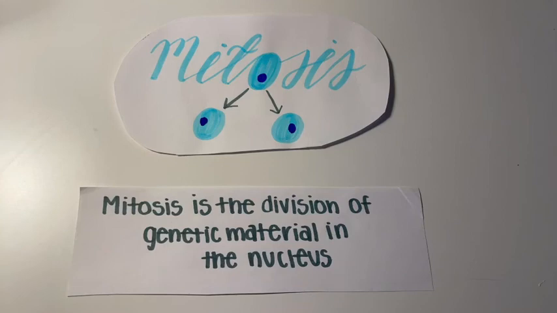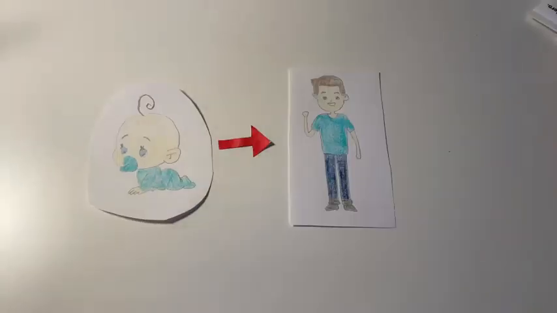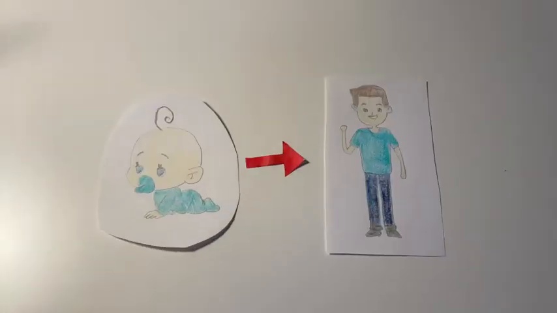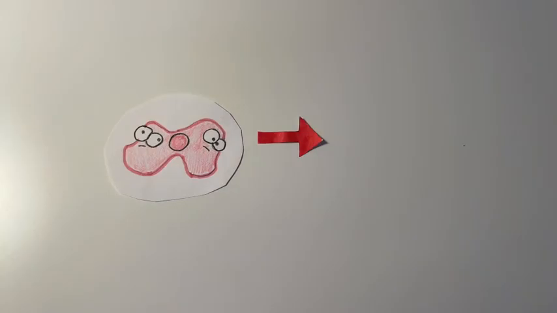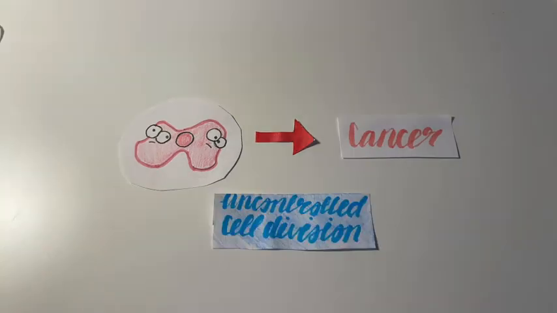Mitosis is the division of genetic material in the nucleus. Mitosis is responsible for growth and is also responsible for repair of damage. This is done by producing identical body cells. However, our cells are not dividing all the time. If this were to occur, it would result in cancer, which is uncontrolled cell division.